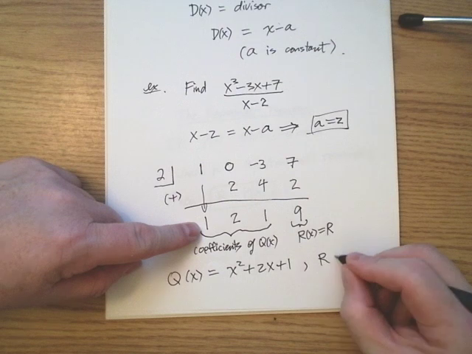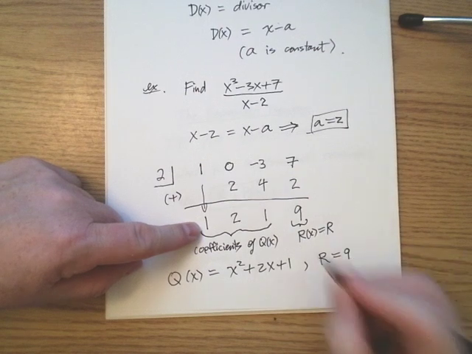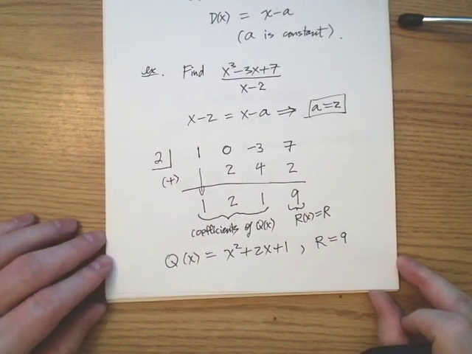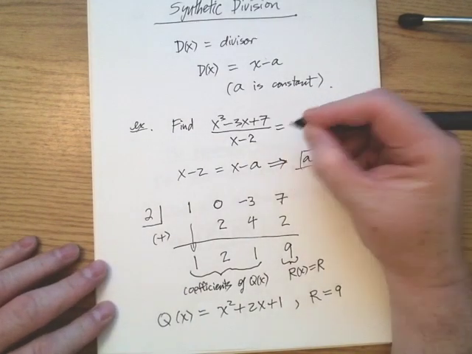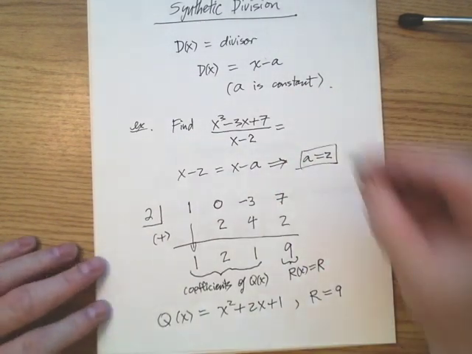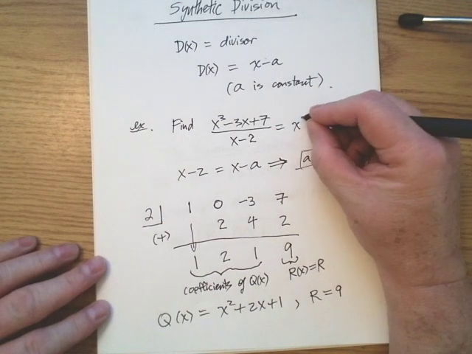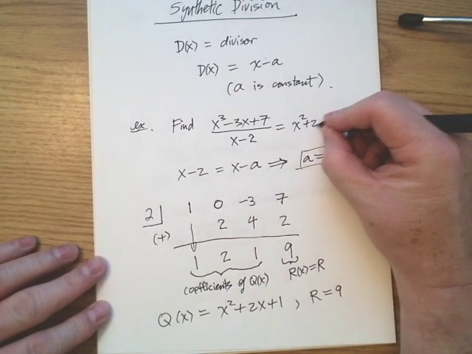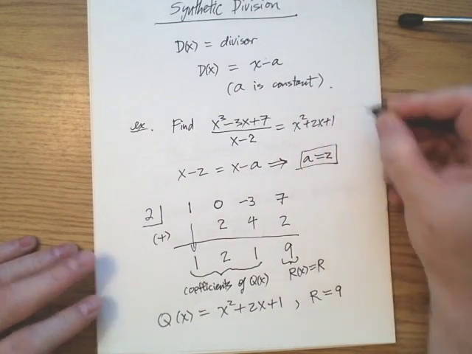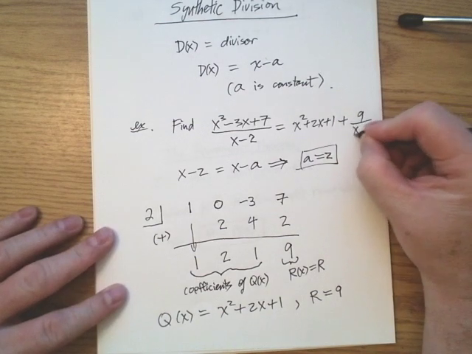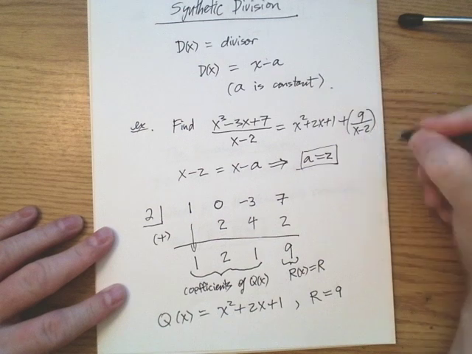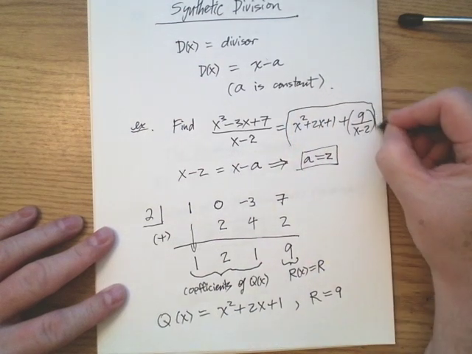The remainder, suppressing again the dependence upon x, is 9. Okay, so another way of writing our answer, I'll just jump up here since I'm almost out of room, here's our answer. It's x squared plus 2x plus 1 plus our remainder 9 over x minus 2. Okay, I'll box in my final answer.